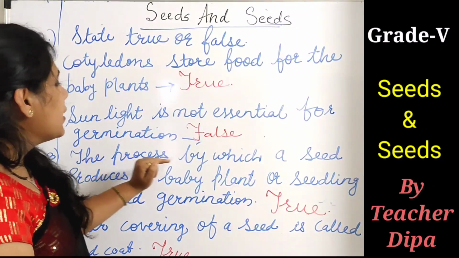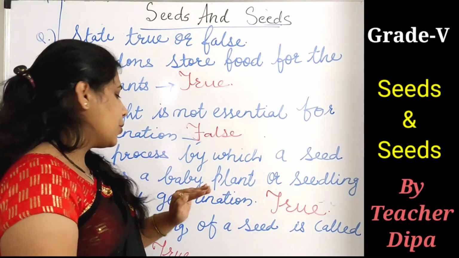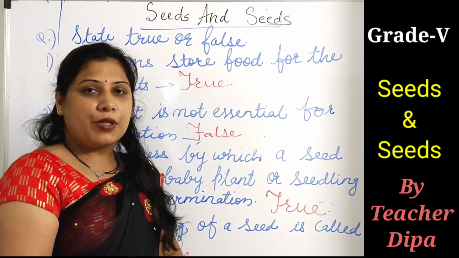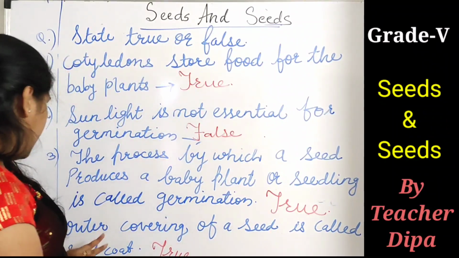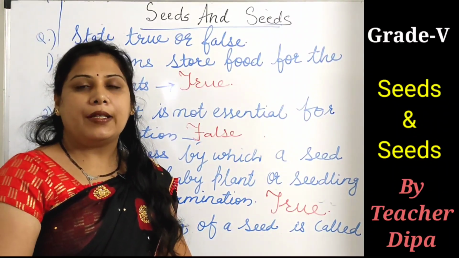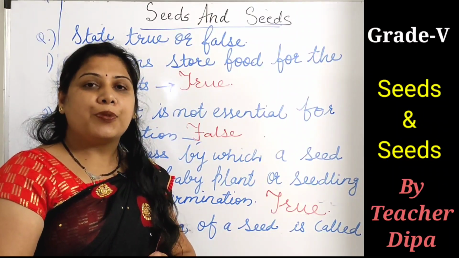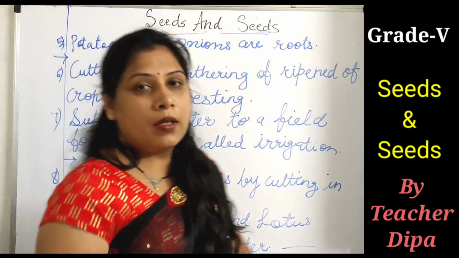Next, the process by which a seed produces a baby plant or seedling is called germination. Yes, this process is called germination. And the outer covering of a seed is called the seed coat. Yes, it is absolutely correct. The outer covering of a seed is called the seed coat, which protects the seed inside.